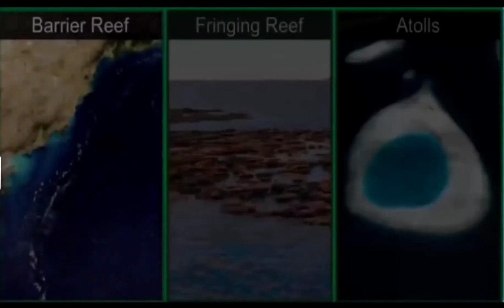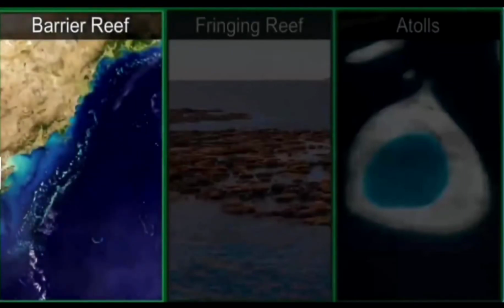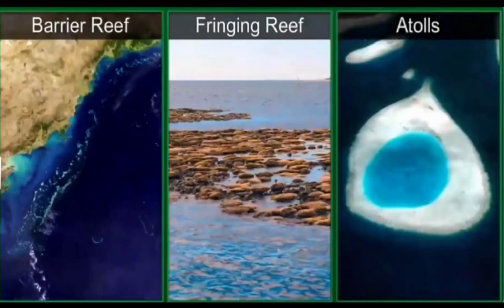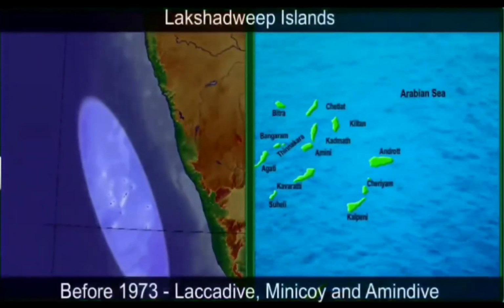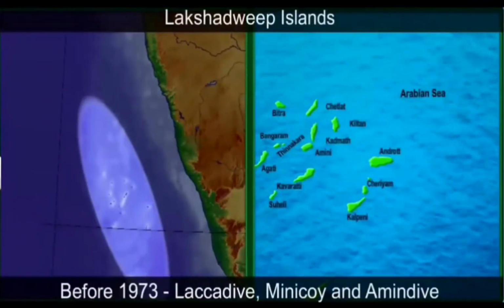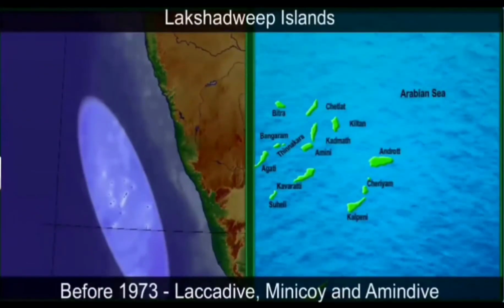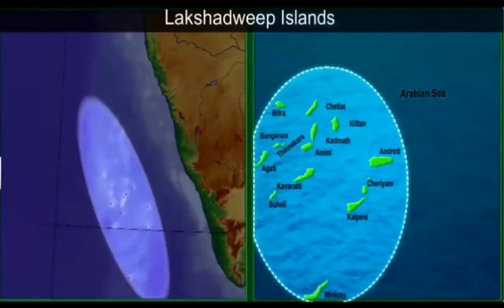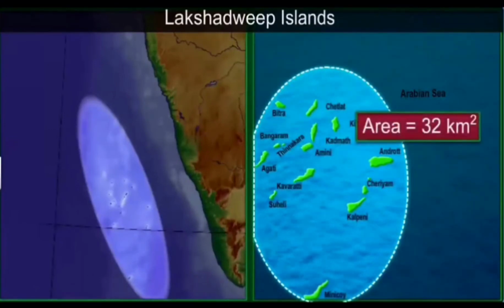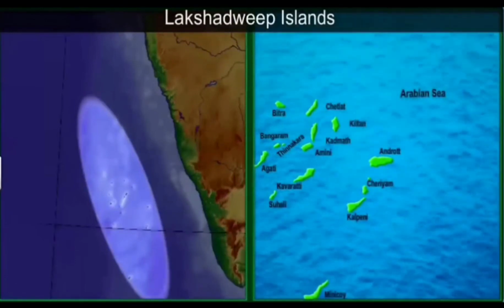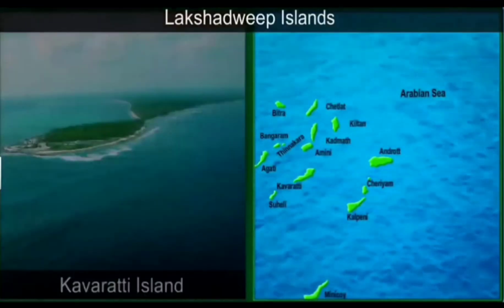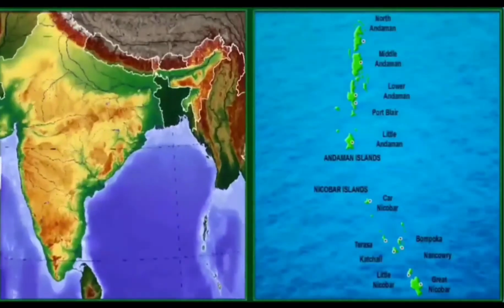There are three main kinds of reefs: barrier reef, fringing reef, and atolls. Before 1973, the Lakshadweep Islands were known as Laccadive, Minicoy, and Amindivi. The area of Lakshadweep is 32 square kilometers. Kavaratti Island is the capital city of Lakshadweep and its administrative headquarters.